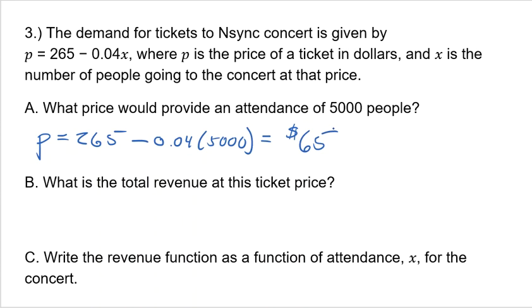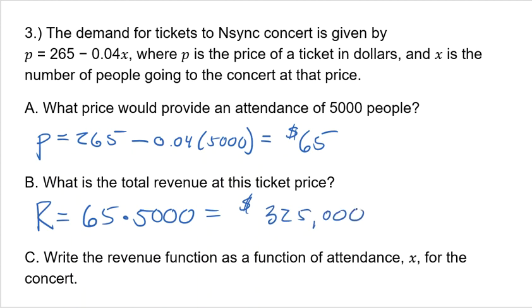What is the total revenue at this ticket price? Well, remember, revenue is simply the price per item, $65, times the number of people buying that item, 5,000 people. So 65 times 5,000 is a total revenue coming in of $325,000. So if NSYNC sells their tickets for $65, they're expected to get 5,000 people. 65 times that 5,000 people is going to net them a revenue of $325,000.